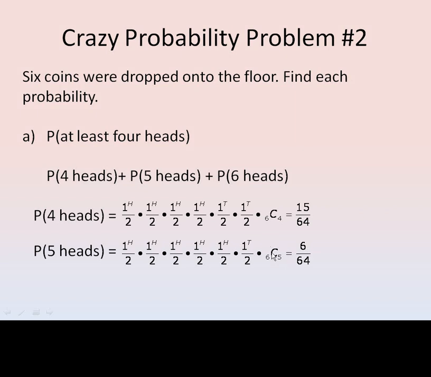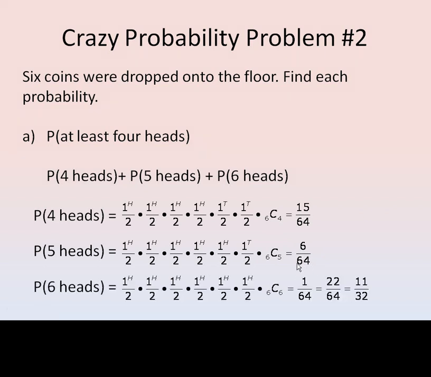We find the probability for getting 5 heads in a similar manner. In fact, it's exactly the same way. Instead of being 1/2 to the 6th power times the combination of 6 choose 4, now we use 6 choose 5 to give us 6 over 64. And when we get 6 heads, there's only one way to get that, and that is to get all 6 coins heads. When we add these 3 fractions up, it gives us 22 out of 64 as our subtotal, and when we reduce that, it gives us 11 over 32.